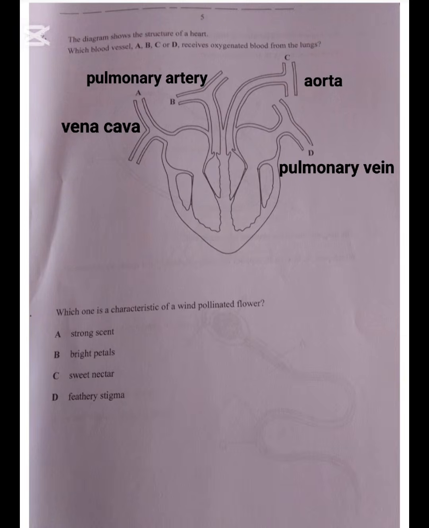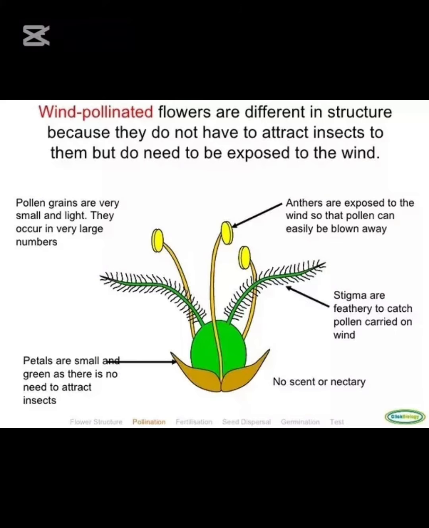Let us proceed to number 8. Which one is a characteristic of a wind pollinated flower? So we are going to select D as our answer, which is feather stigma. Wind pollinated flowers have feather stigma. This is to catch pollen grains.